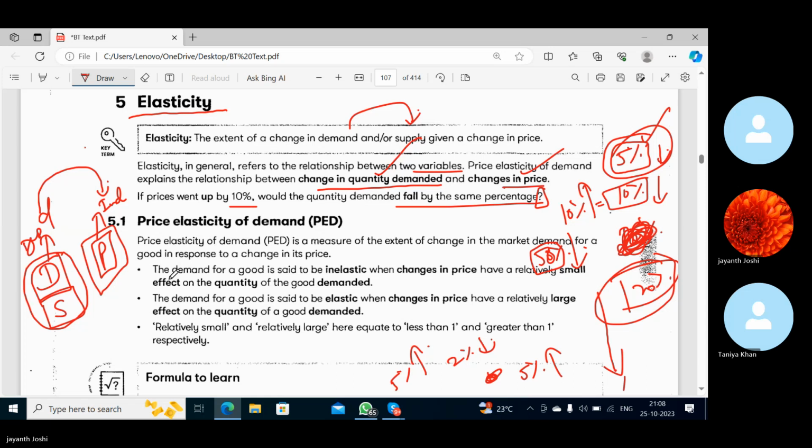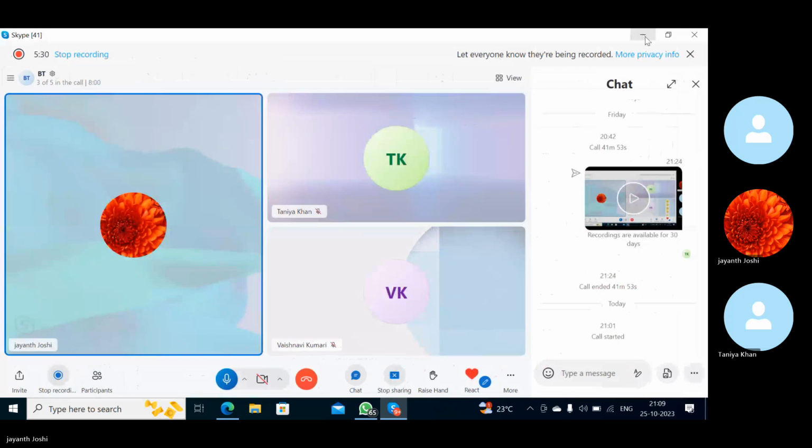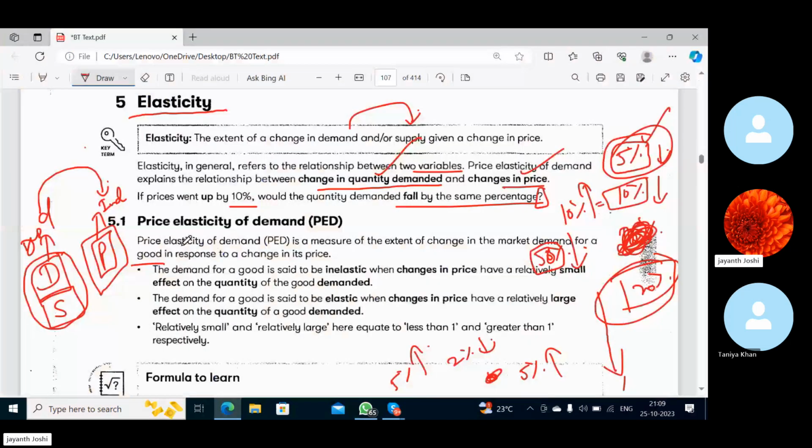So price elasticity of demand is a measure of the extent of change in market demand for a good. A good is nothing but what you are buying. So price elasticity of demand is a measure of extent of change. That means if the price is changing by a certain percentage, if the price is increasing by a certain percentage, to what extent will the demand fall?